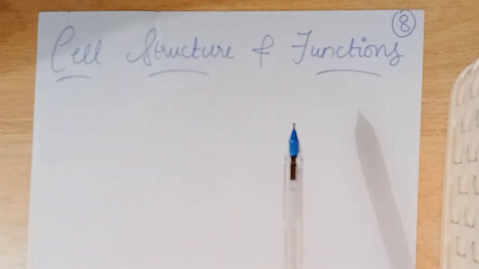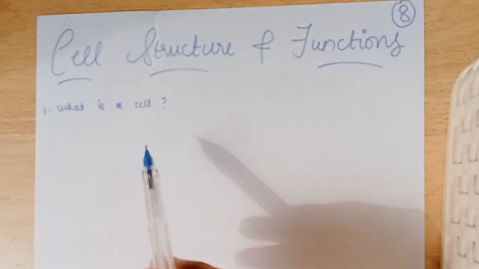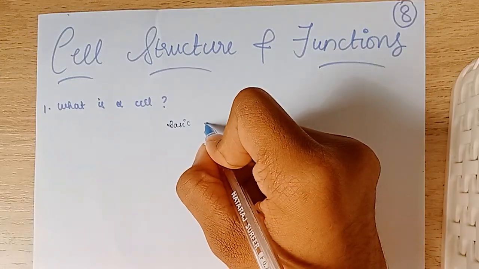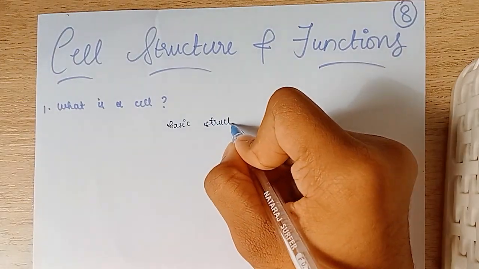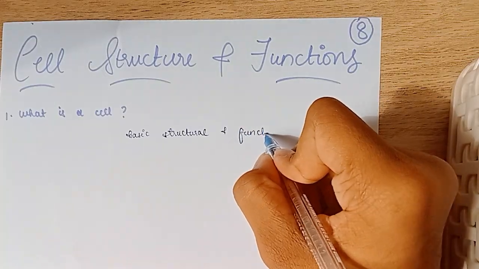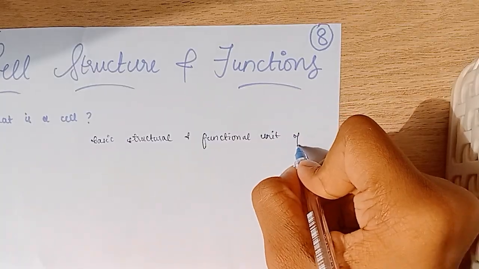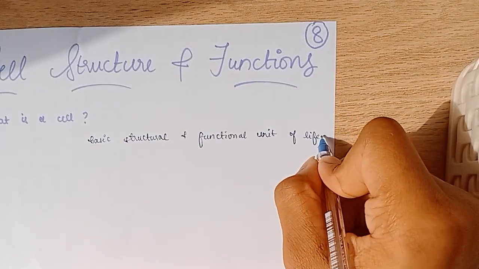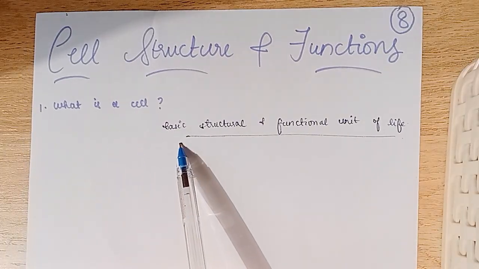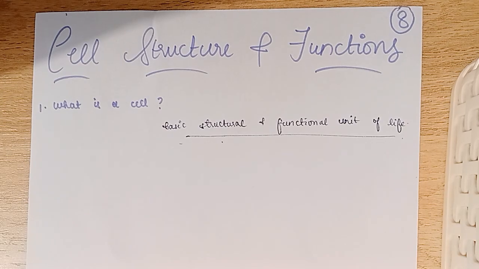Cell structure and functions from grade 8. Firstly, what is a cell? A cell is the basic structural and functional unit of life. So this is the main definition for what a cell is. A cell is the basic structural and functional unit of life.